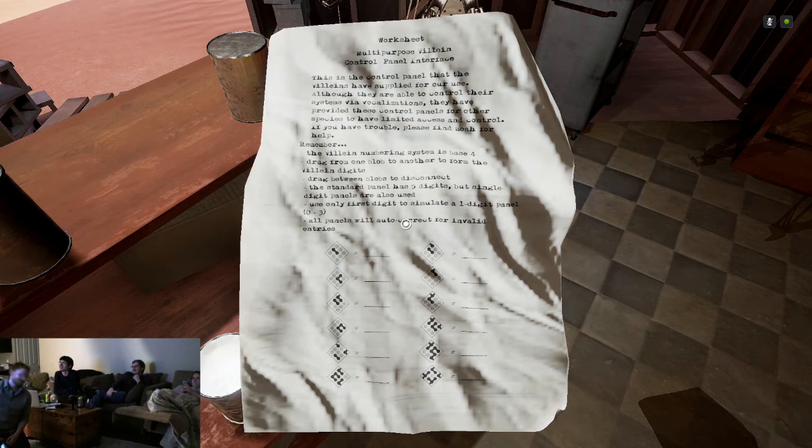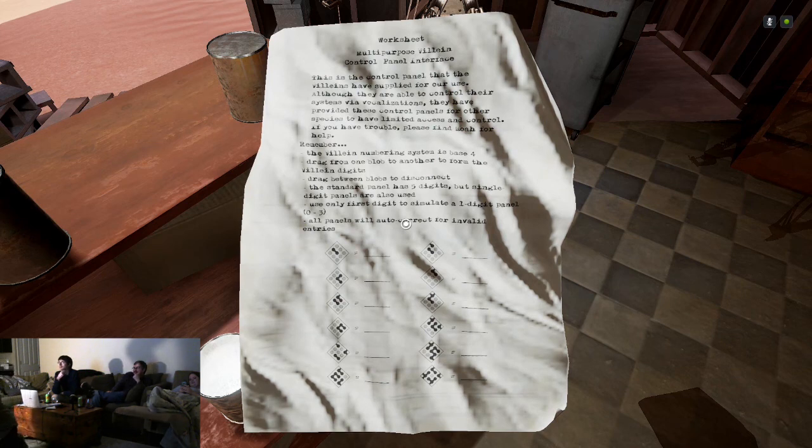You know, this makes me really proud of us, guys, because we actually figured it out. It makes me hate you all a little bit inside. Yeah, we figured out base 4 without this sheet of paper, and it makes me so happy. All panels will autocorrect for invalid entries. By the way, I love the texture on this paper.